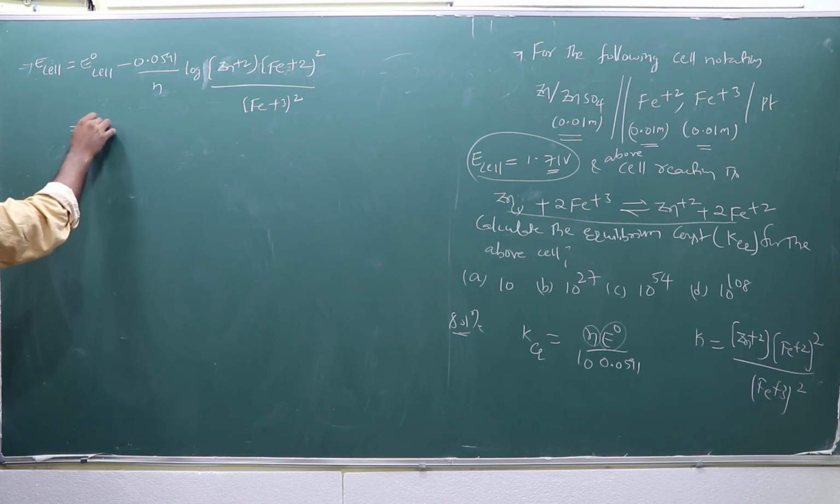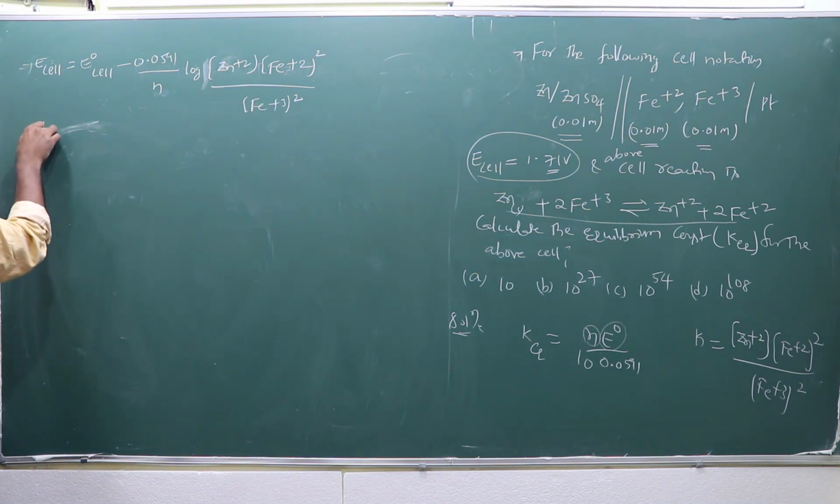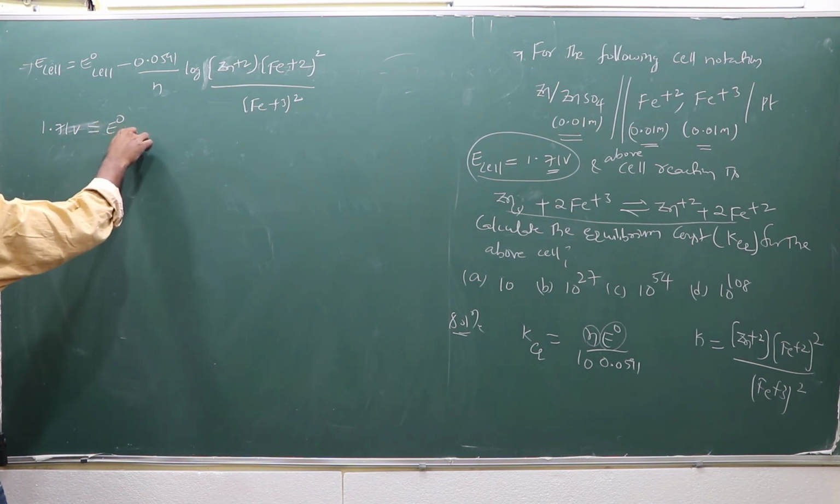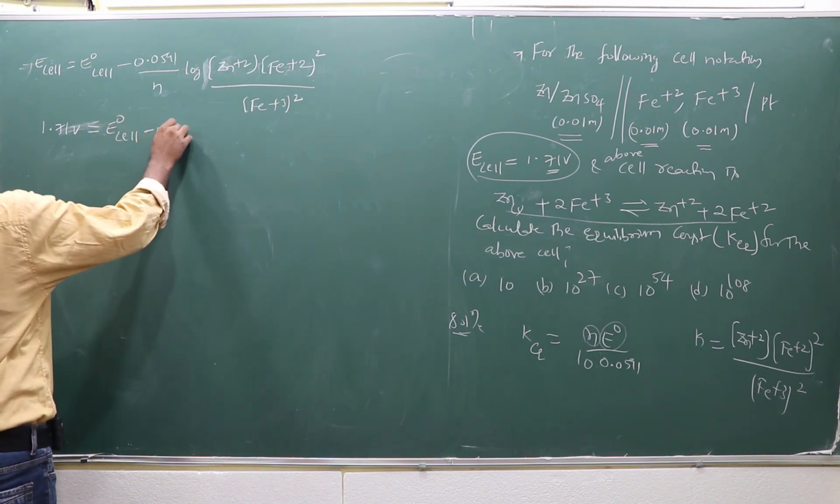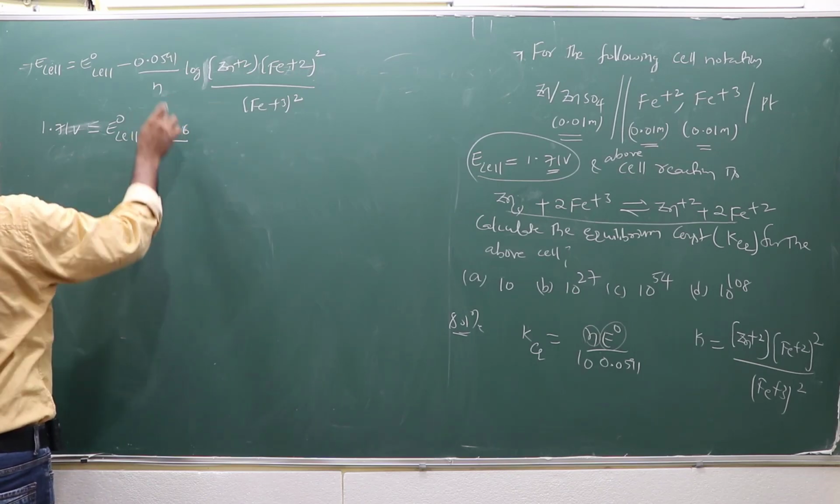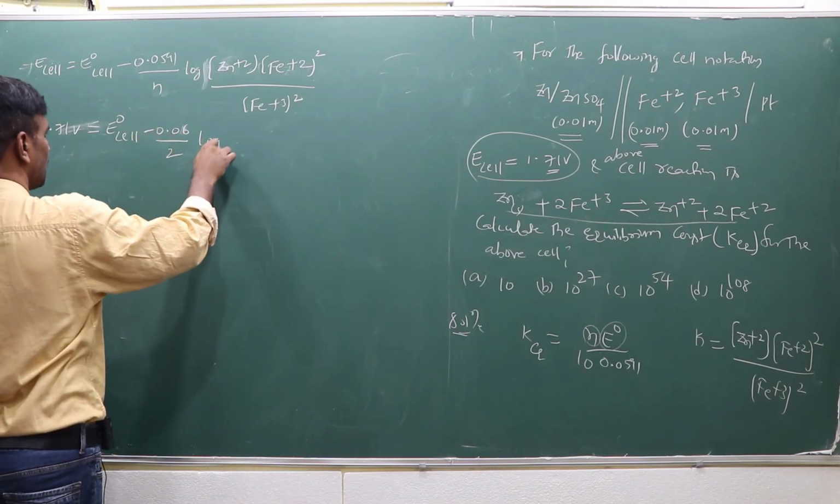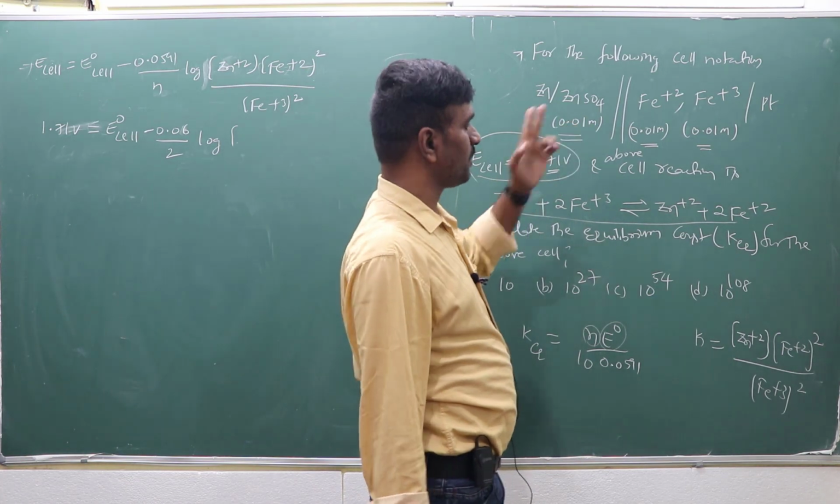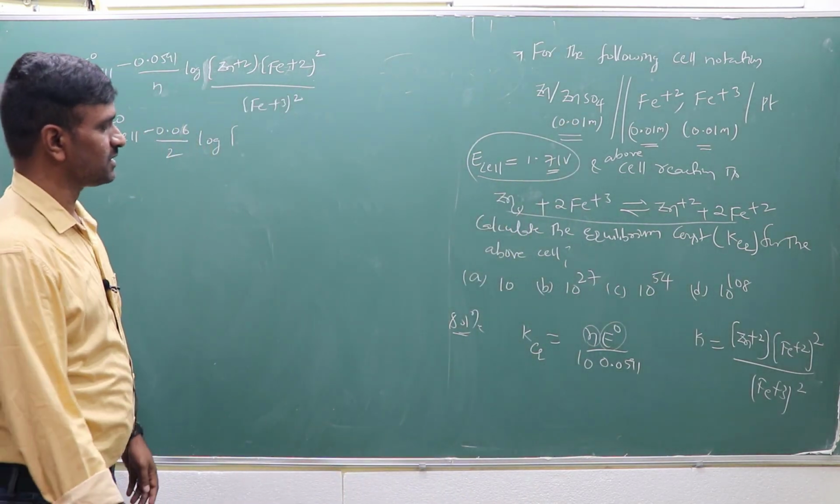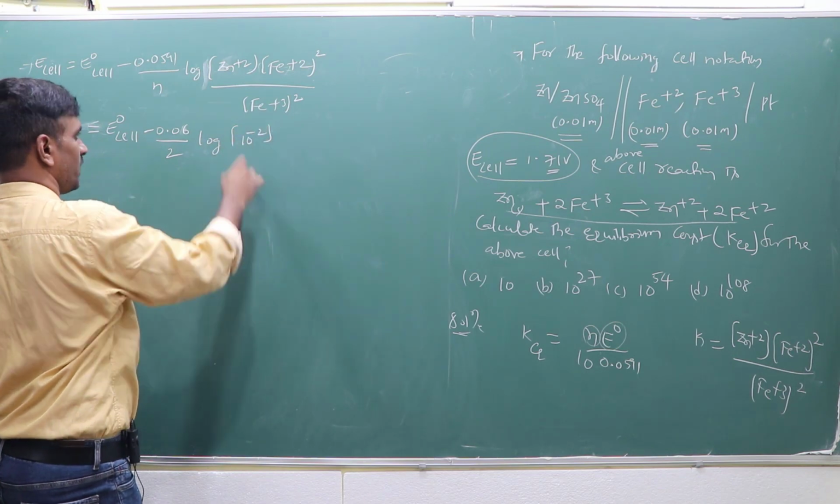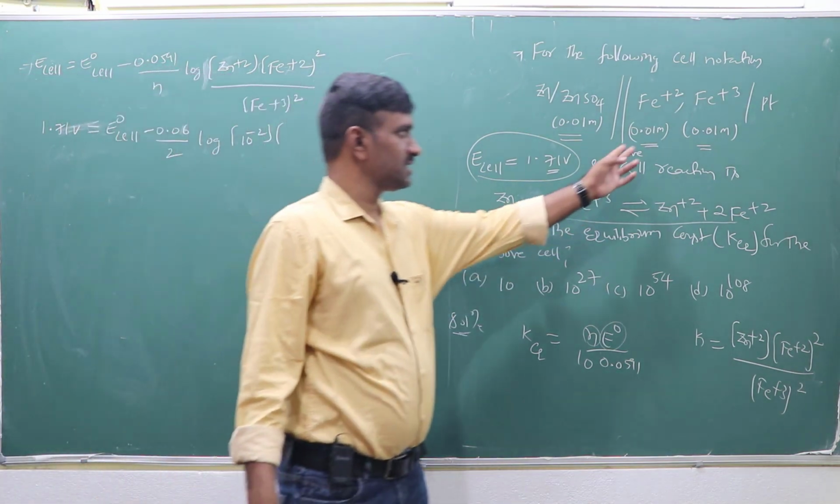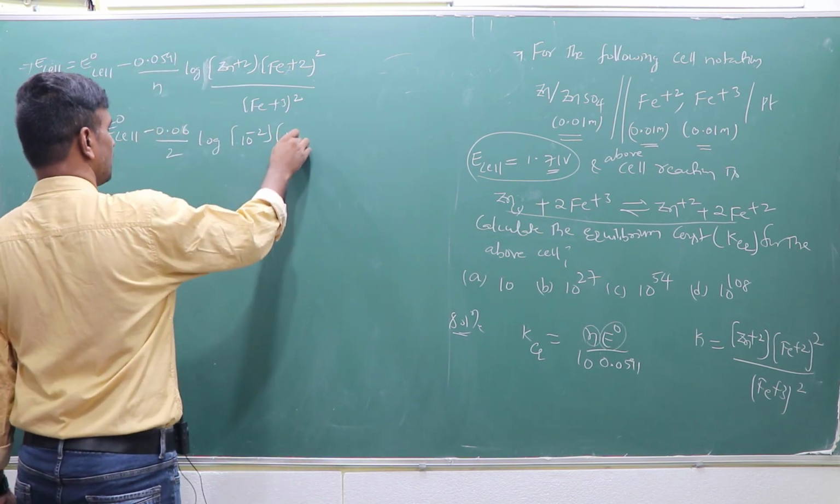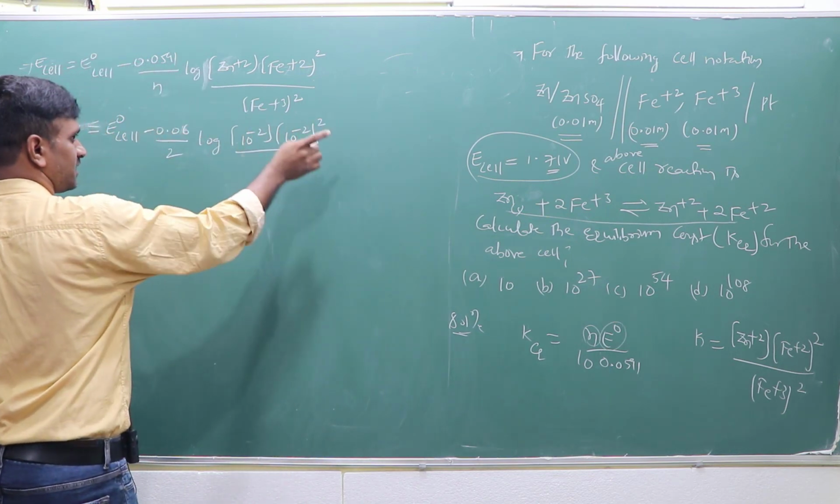E0 cell is not given. E cell is how much? It is mentioned as 1.71 volts. And E0 cell is not mentioned. You have to calculate the E0 cell by 0.0591, which you can take as 0.06, and this is 2. Log zinc plus 2 value: the concentration of zinc plus 2 is 0.01, the same as the electrolyte solution concentration, so 10 to the power of minus 2. And Fe plus 2 concentration in the redox couple is 10 to the power of minus 2 whole square by Fe plus 3, which is similar.